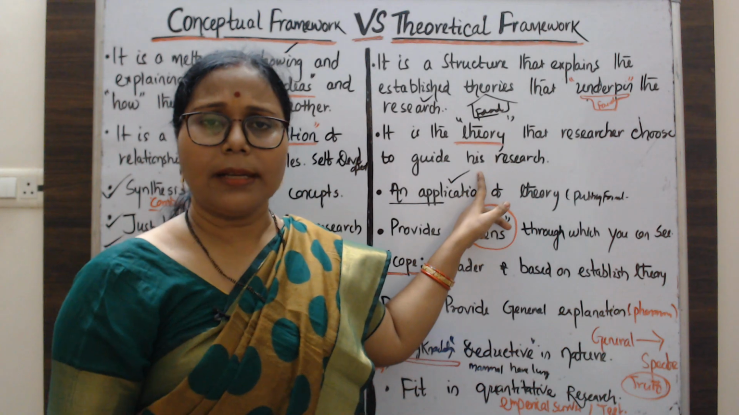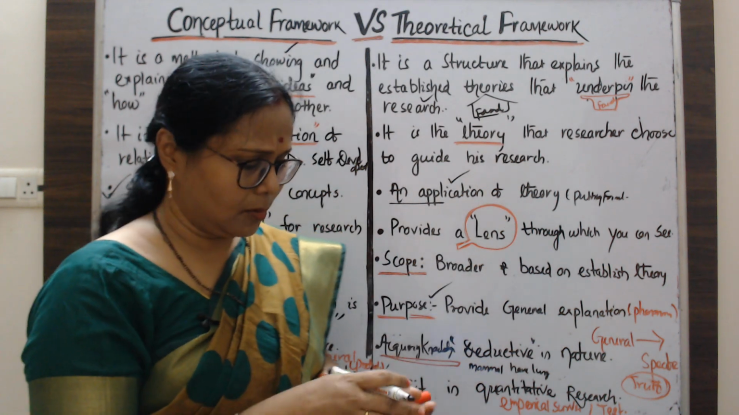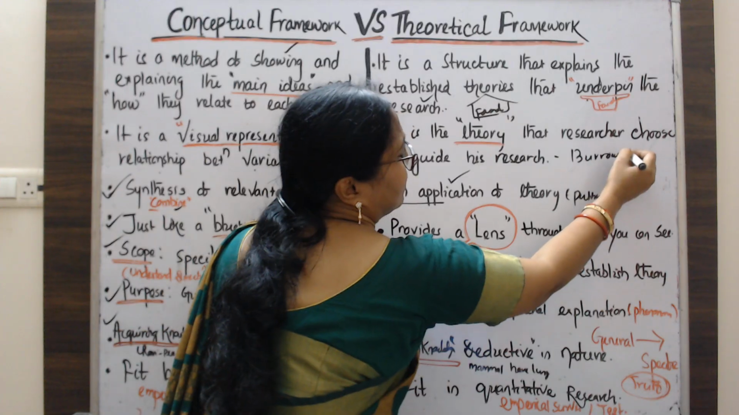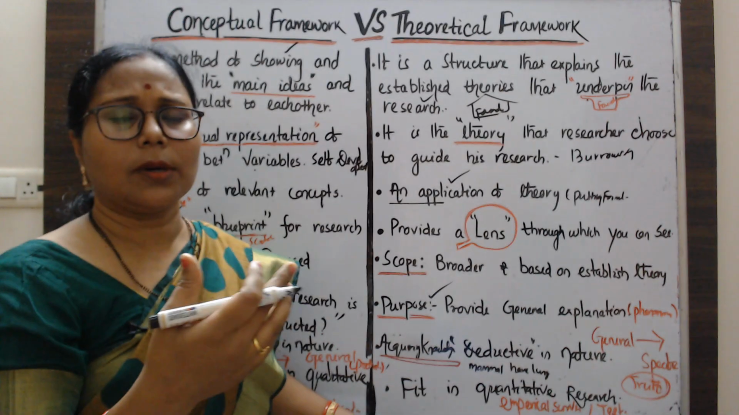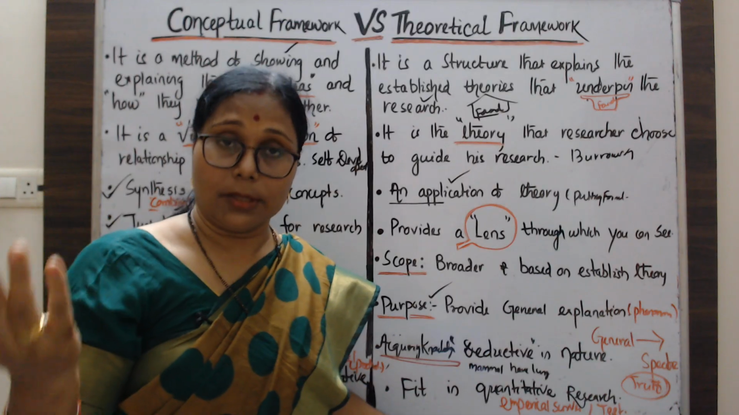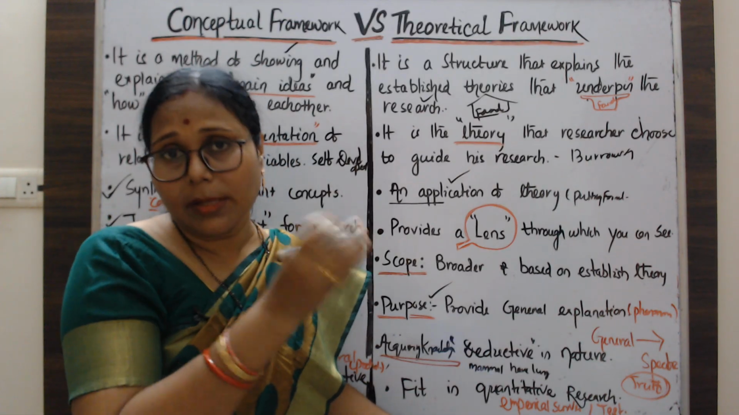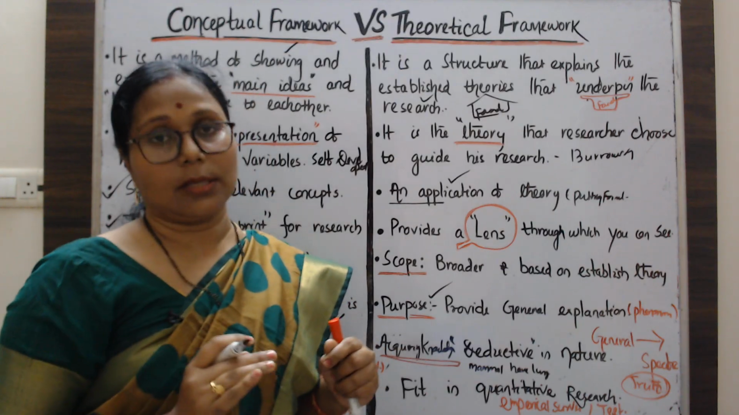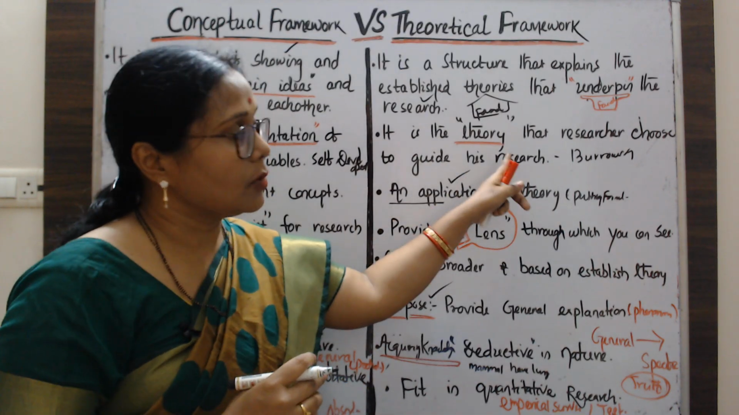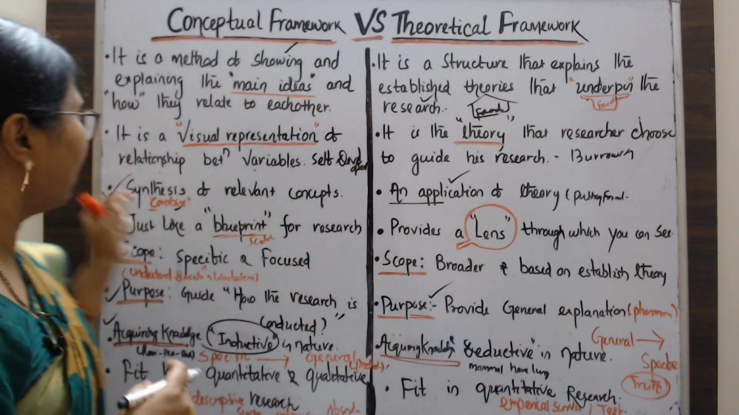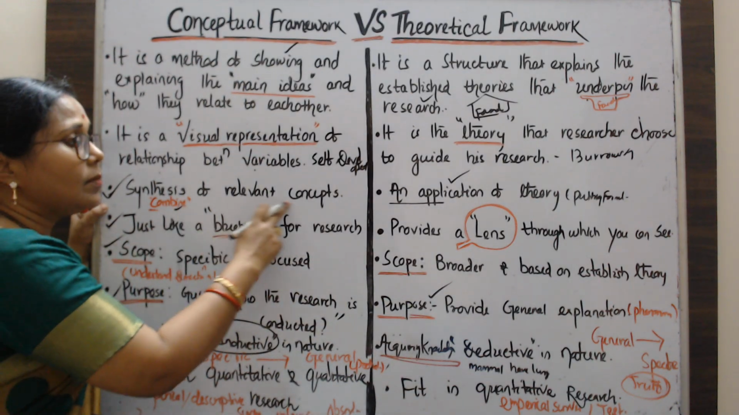So you are taking help, you are borrowing the concept. Suppose you go through the review of literature. You see the number of researches there, and some of the research theory that will support your research and guide your research. That is the theory that researchers choose to guide their research. Next, third point, it is the synthesis of relevant concepts.